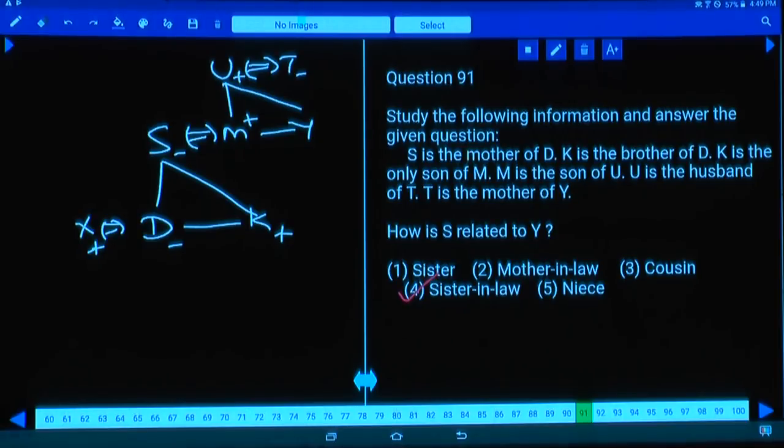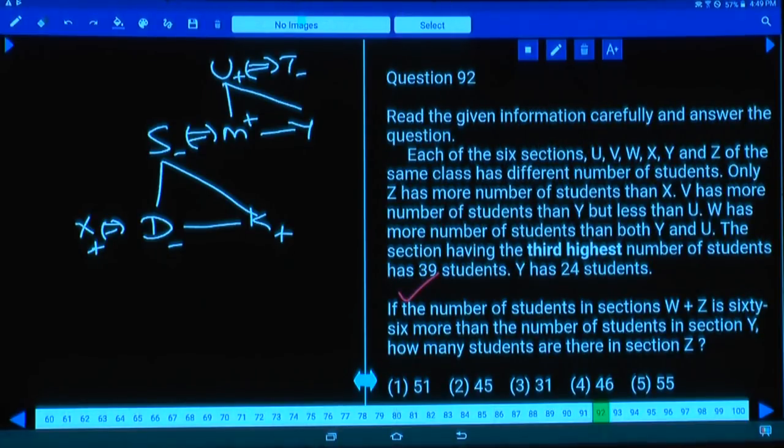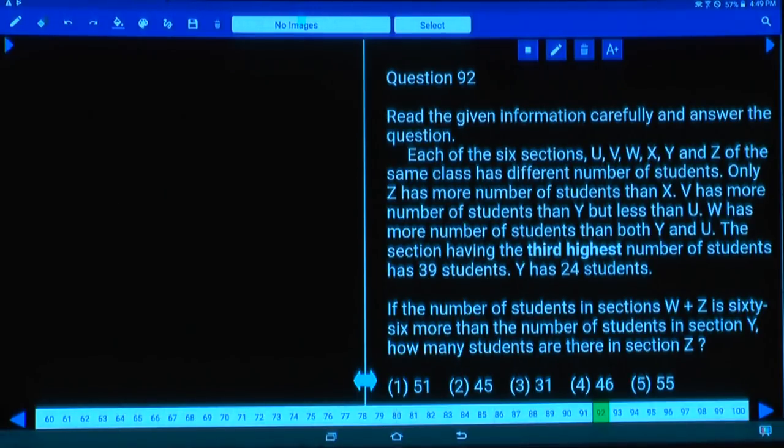Then 92 onwards. Now in question numbers 92 to 94, each of the 6 sections U, V, W, X, Y and Z of the class has a different number of students. How many classes are there? 1, 2, 3, 4, 5 and 6. Different numbers of students.